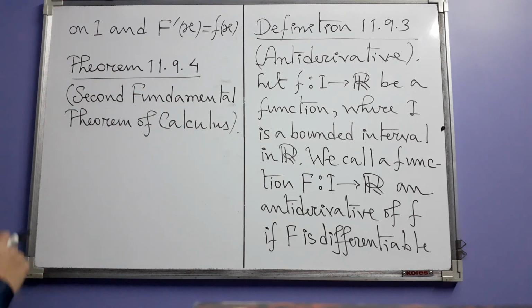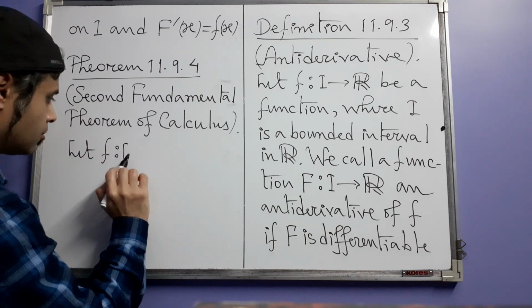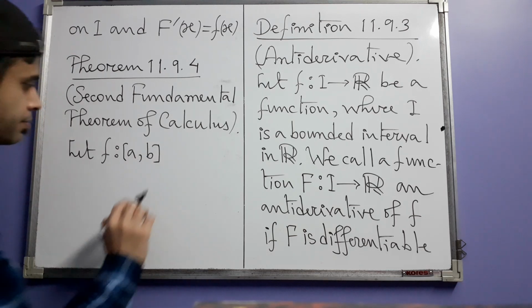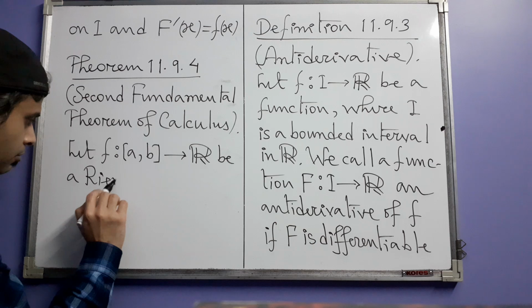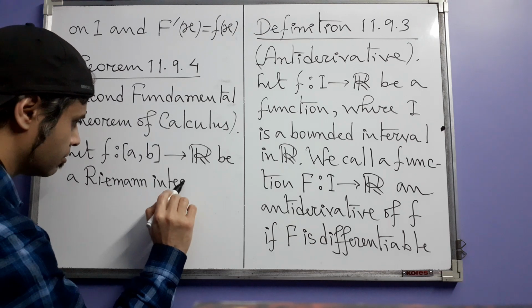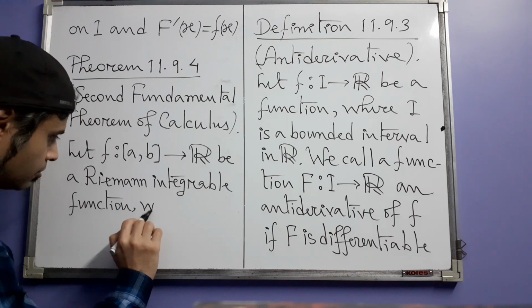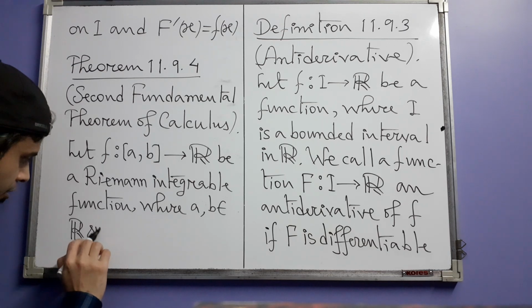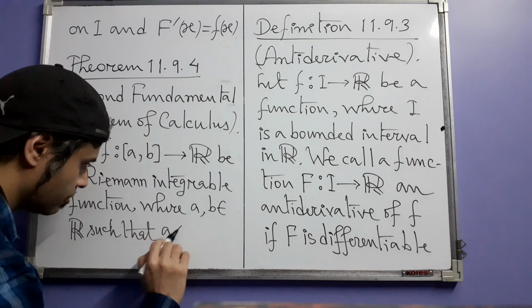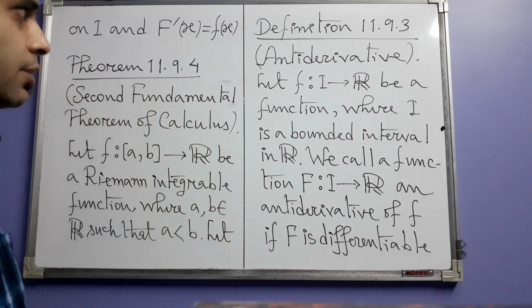Okay. The statement is quite simple. Let small f, this time however we consider a closed interval, be a Riemann integrable function where a and b are two real numbers such that a is less than b. That means this is a bounded closed interval in R. Okay. So that is given to us, something else is also given.